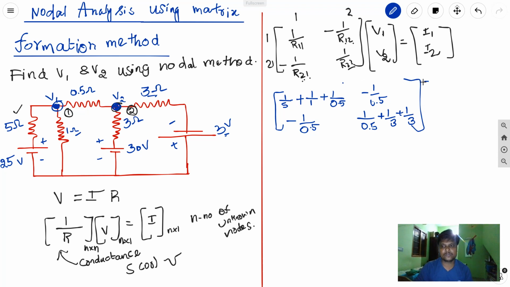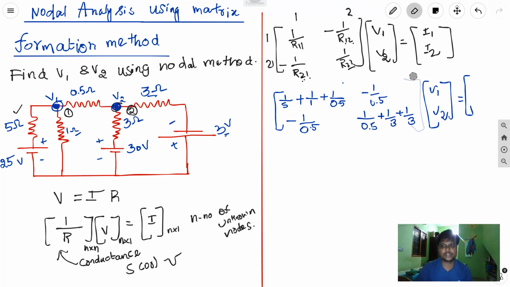The next is the unknown voltage matrix, which is V1, V2, that we need to find out. Then the current matrix. So this is a very important thing. Here you just listen carefully. I told already that for a problem having a voltage source, we have to convert that into a current source first. If the current source is directly given, you can take it as it is. Okay, so now let's try to get I1 first. I1 is the current corresponding to node number 1.